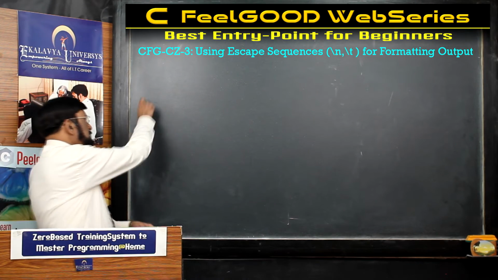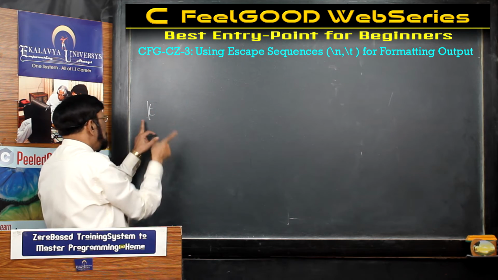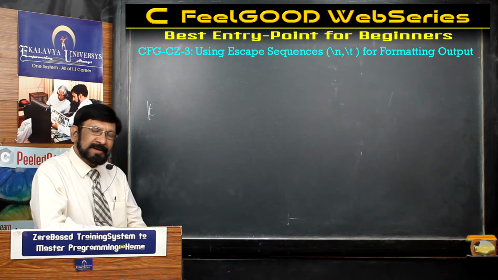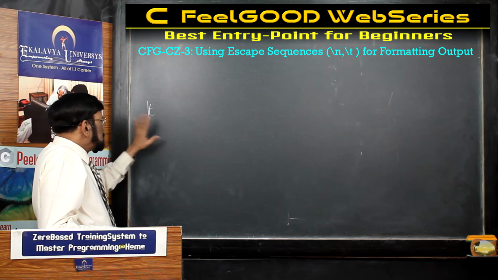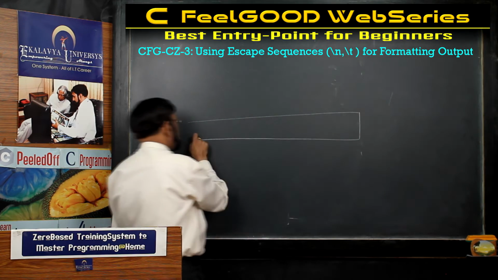Now I will explain the functionality of the horizontal tab. Horizontal tab means backslash and lowercase t. This is used for formatting data. Breaking data you learned, now formatting data. In order to understand this, you should know some background.